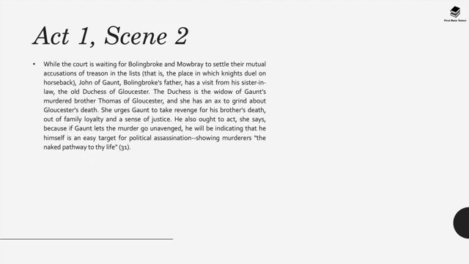Act 1, Scene 2. While the court is waiting for Bolingbroke and Mowbray to settle their mutual accusations of treason in the lists, John of Gaunt, Bolingbroke's father, has a visit from his sister-in-law, the old Duchess of Gloucester. The Duchess is the widow of Gaunt's murdered brother, Thomas of Gloucester, and she has an axe to grind about Gloucester's death. She urges Gaunt to take revenge for his brother's death out of family loyalty and a sense of justice. He also ought to act, she says, because if Gaunt lets the murder go unavenged, he will be indicating that he himself is an easy target for political assassination.